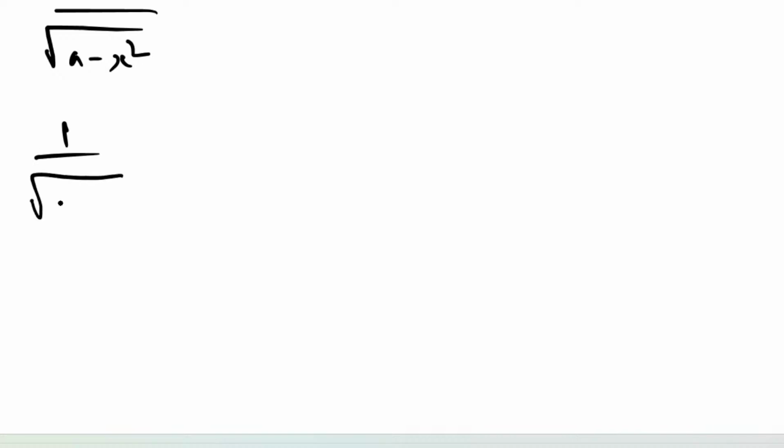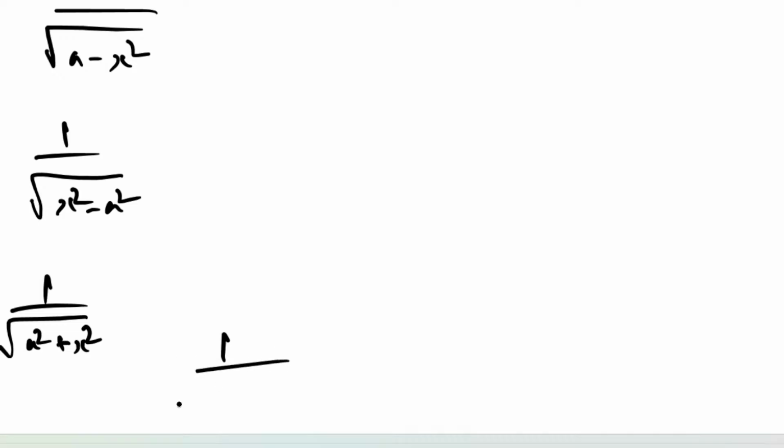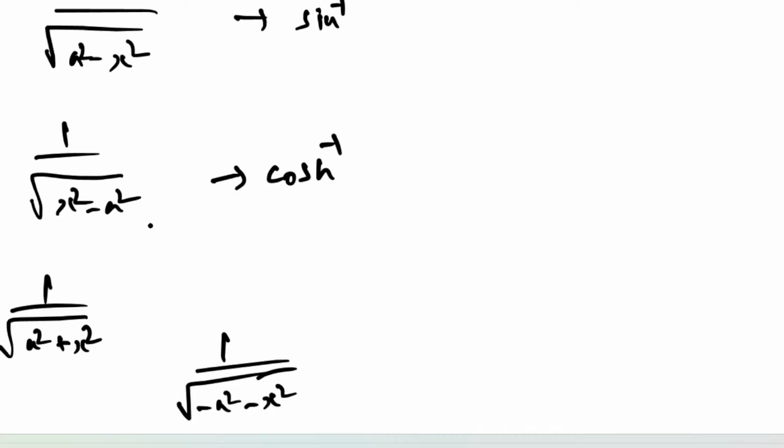Next, the next one is again the same: under root of a square minus x square, under root of x square minus a square, under root of a square plus x square, and the fourth one, under root of minus a square minus x square. A square minus x square is sine inverse. This is cos h inverse. This is sine h inverse.